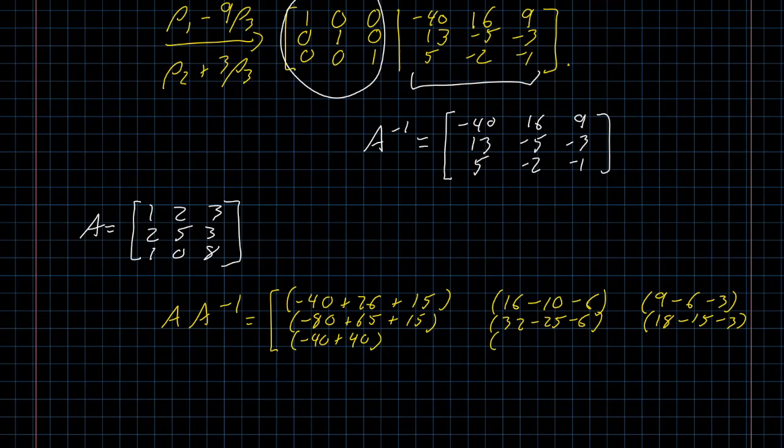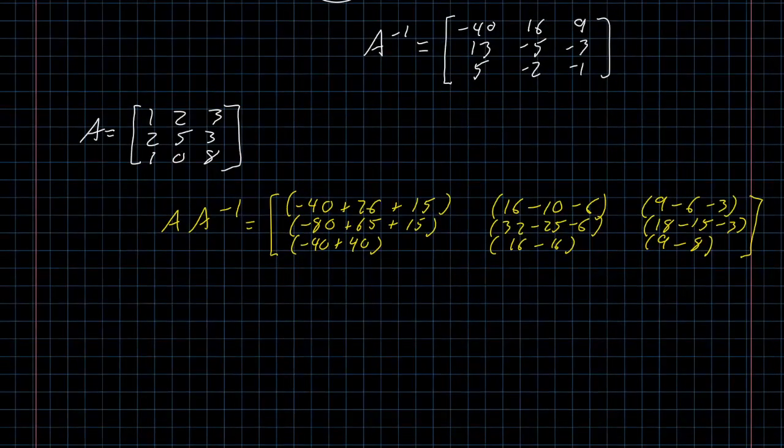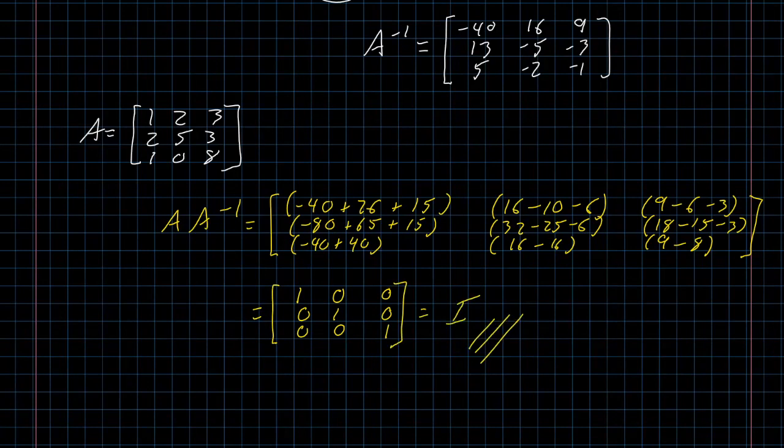with the second column, and with the third column. And doing all of that arithmetic, yes, in fact, I get 1, 0, 0, 0, 1, 0, 0, 0, 1. I can check going the other way as well, but it does give me the identity matrix, and that's what I was after.